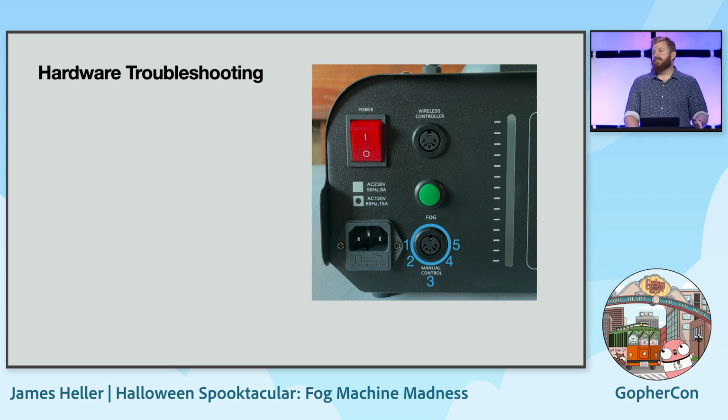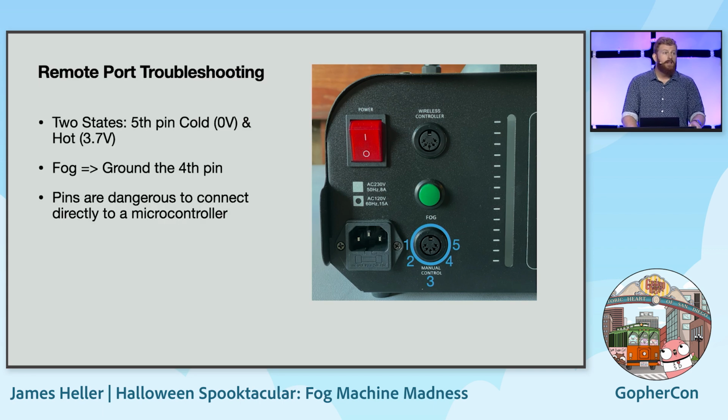The back of the fog machine has a 5-pin MIDI port, but I didn't know what pins did what. So I got out the handy-dandy multimeter, and I started probing and trial and error, guessing that if 2 of them were connected, it would probably trigger some fog, and I discovered a few things. The fog machine has 2 states. There's the cold state when the 5th pin has 0 volts, and the hot state when the 5th pin has 3.7 volts.